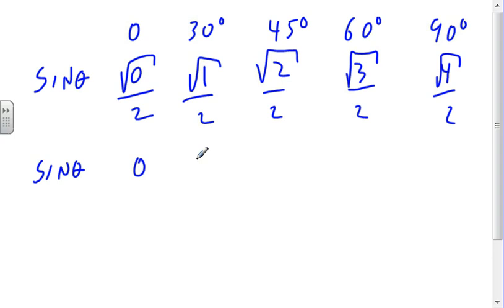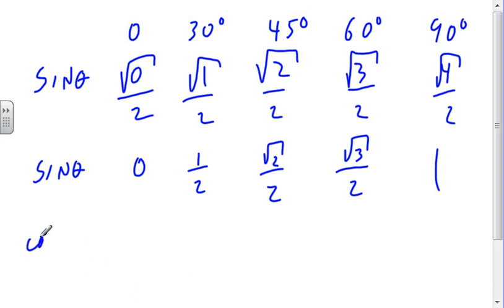The sine of 30 degrees is a half. The sine of 45 degrees is the square root of 2 over 2. And 60 degrees is square root of 3 over 2. And 90 degrees is 1. And that's how you remember what your sines are.